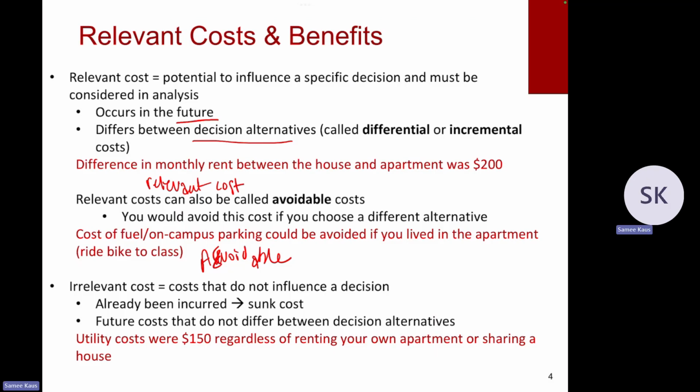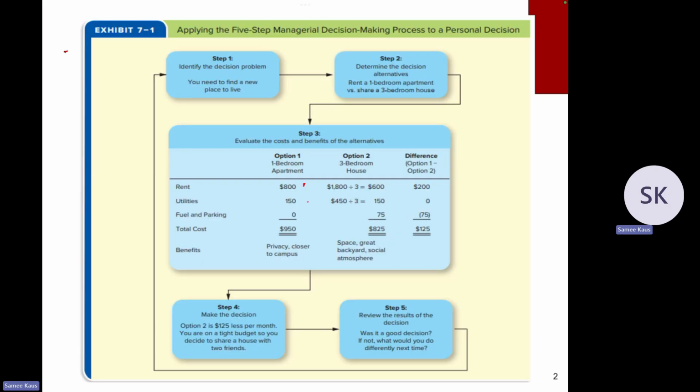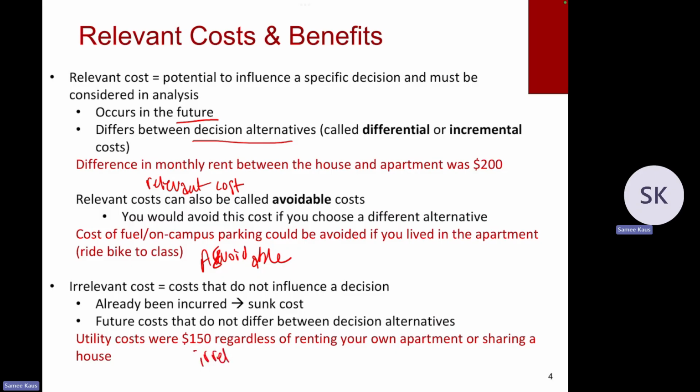Or, to be irrelevant, the future costs do not differ between the different alternatives. So this one's a little bit tricky, but here you can see that this utilities of 150, well, it's the same between whether I rent a one-bedroom apartment or whether I room with my buddies. So this is considered an irrelevant cost, right? It's because they end up being the same across the two options.